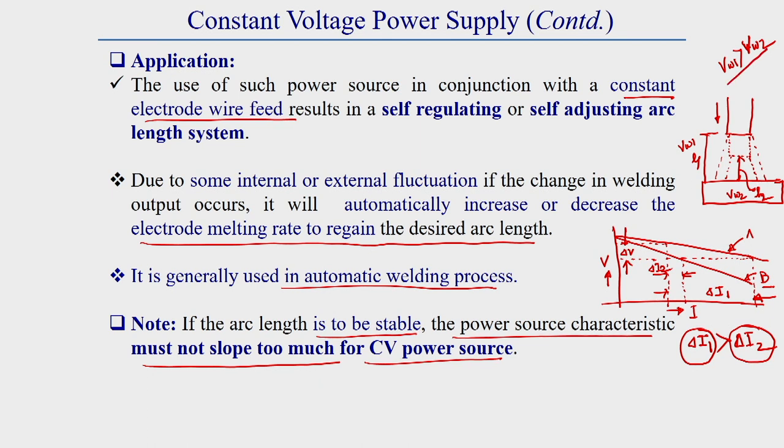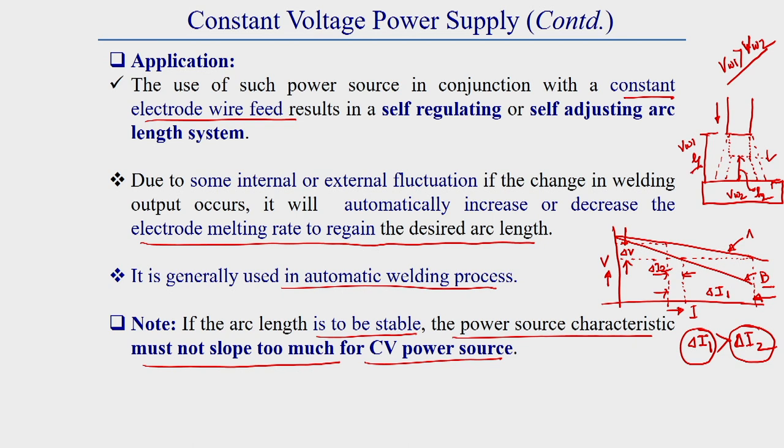Why? Because from here we can observe that the arc voltage depends on arc length. As L2 is smaller than L1, the voltage we get for arc length L2 will be less than the voltage we get for arc length L1.